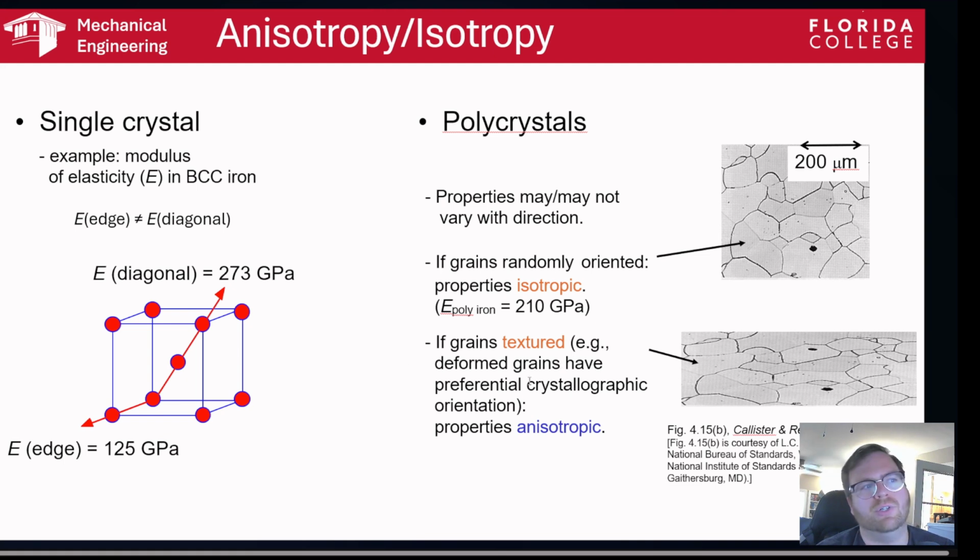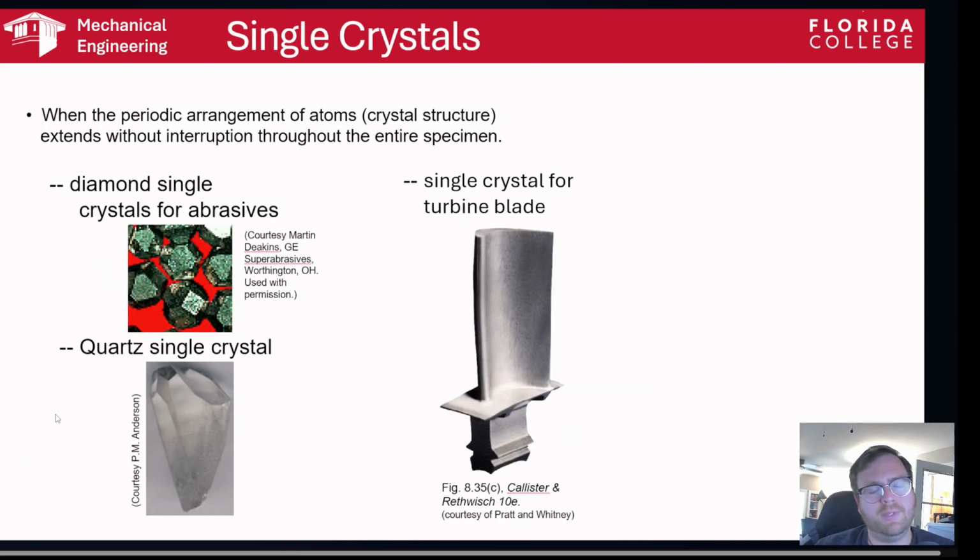If the grains are textured, so if they have a deformed kind of style, like if your grains tend to be shaped in certain ways that are directional, then they can be anisotropic. Okay, so why would engineers prefer this? For example, I showed you this turbine blade. Why would they prefer this anisotropic structure over an isotropic structure? Well, maybe they want to maximize the resistance to, let's say, gas pressure in just one direction, right?